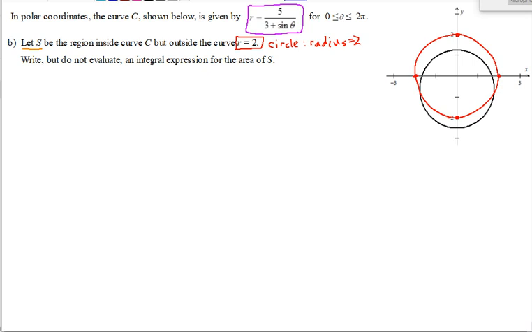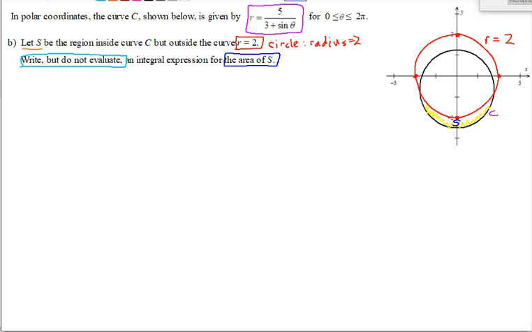And so region S is the region inside curve C, so this is r equals 2 right here. And this one is curve C right here. So it's inside our original curve C, but it's outside our circle. So you can see outside the circle, but inside C, that would be talking about this region right here. That's region S that it's talking about. And it says write but do not evaluate, so we're just setting this one up. An integral expression for the area of S.